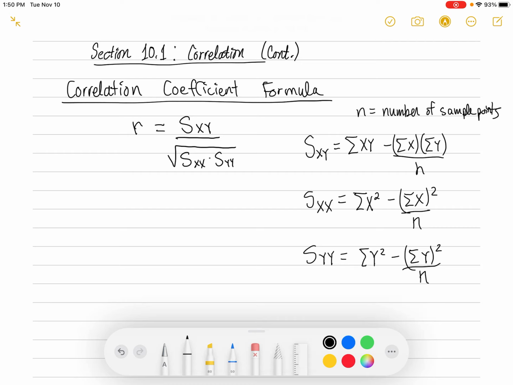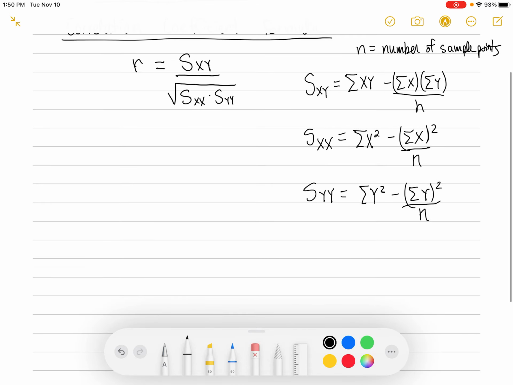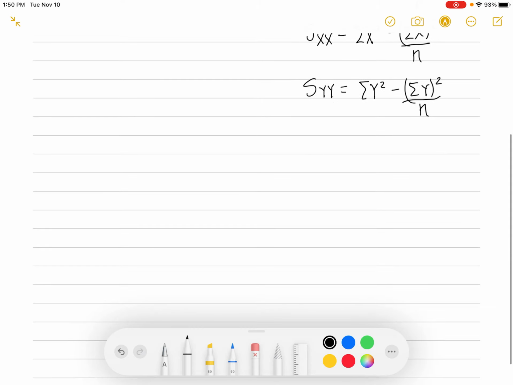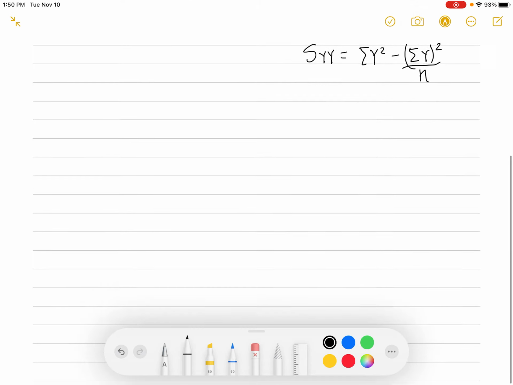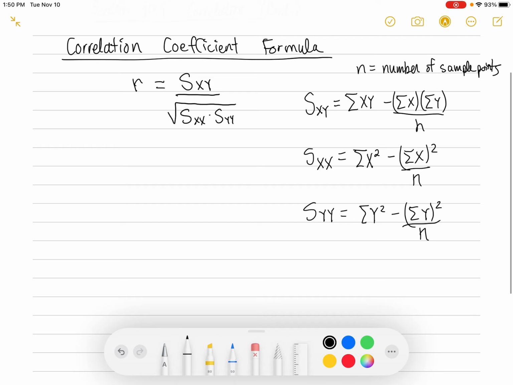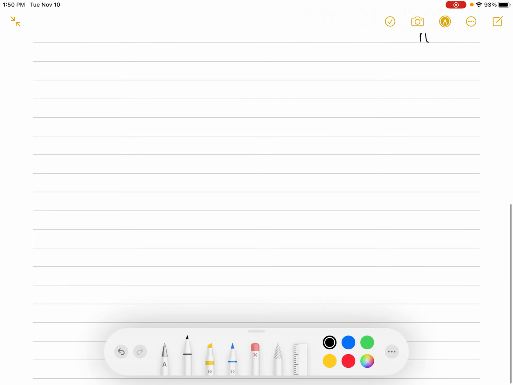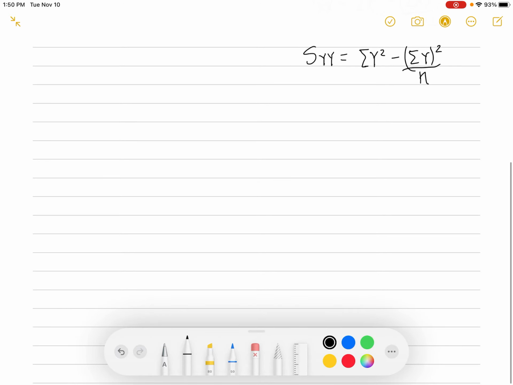Now there is the formula for the correlation coefficient. Let's actually work a problem. So there's your formula. You want to write that down somewhere probably. I'll give you a moment to write that down. Okay, so you got that, and here's a problem.